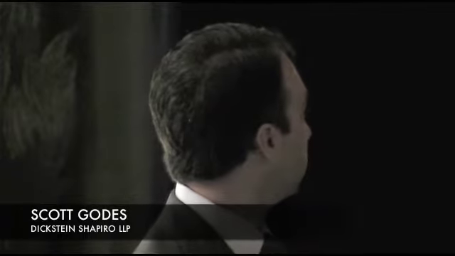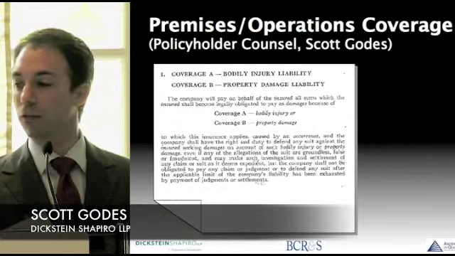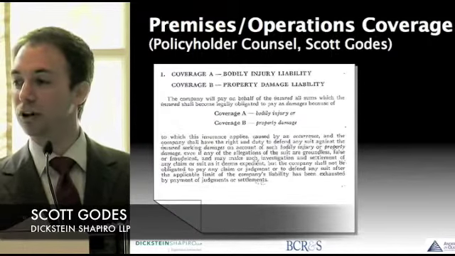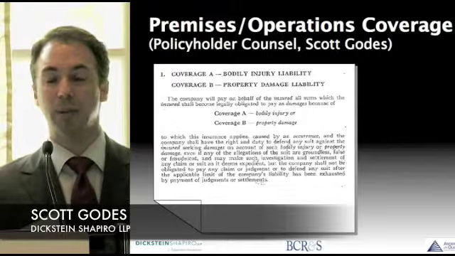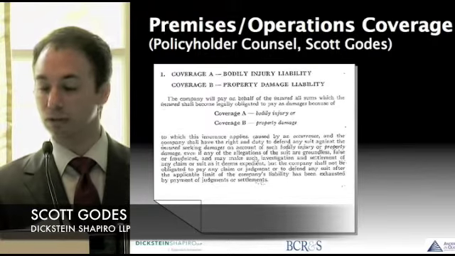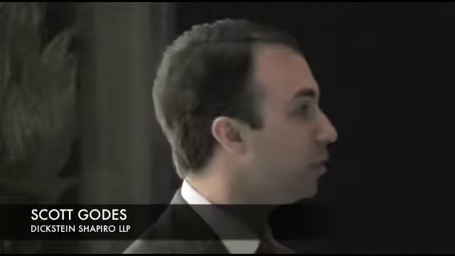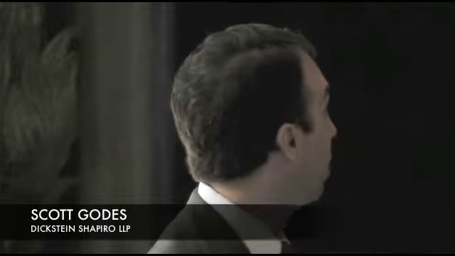Quick background on the basics of the policies. A general liability policy that's a standard form policy will pay all sums that the insured is legally liable to pay because of bodily injury due to an occurrence. That's your basic premises operations coverage.